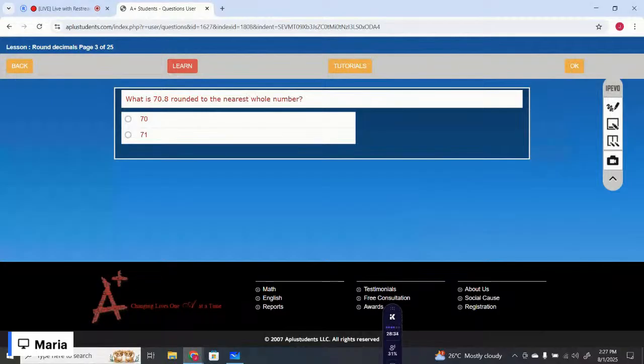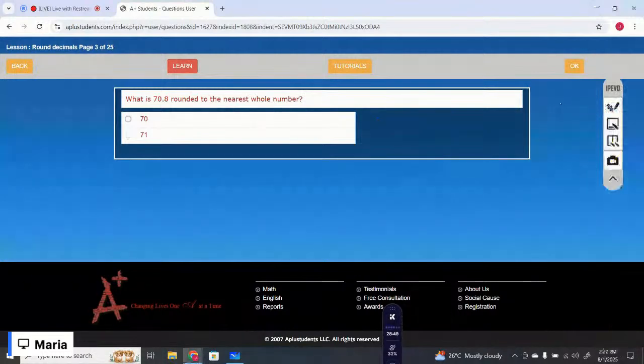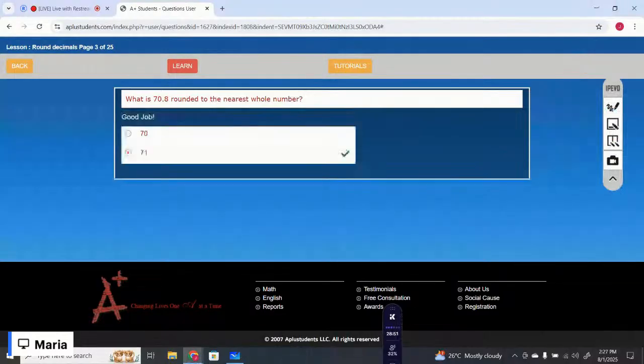What is 70.8 rounded to the nearest whole number? 70.8 is rounded to 71. Option number 2 is the correct option. 71 it is.